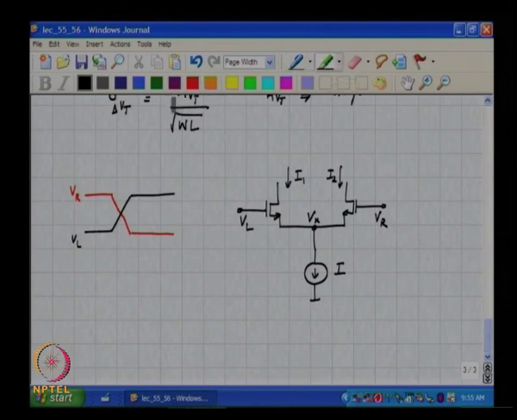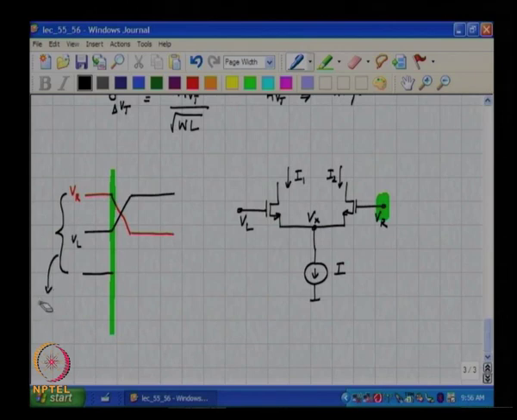What is it way before this transition? Way before the transition, all the current will be flowing through the transistor on the right. So, this voltage will be VR, the difference will be Vt plus square root of 2I by mu n Cox W by L.